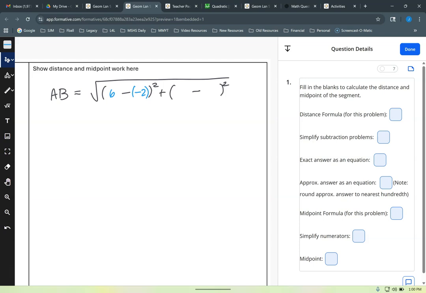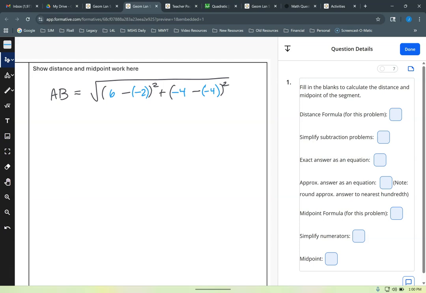Now I want to subtract my y values. So my ordered pair number 2 y value is -4. Well, and actually it's -4 for my other one too, huh? So I'm going to put that in parentheses like this. Okay, you see that right there? When we come back to it, that's what you're going to type in for step 1 into formative.